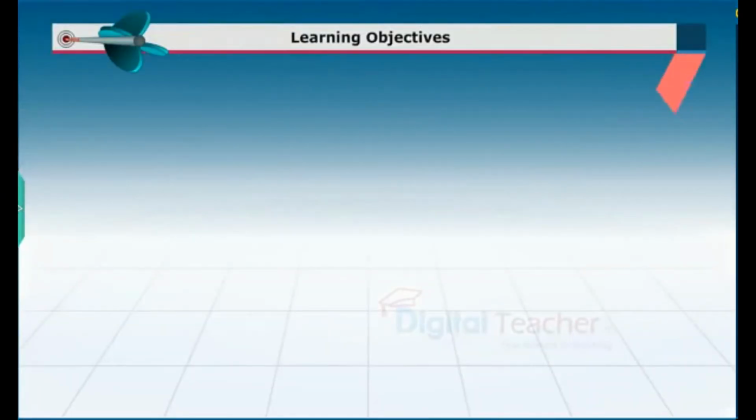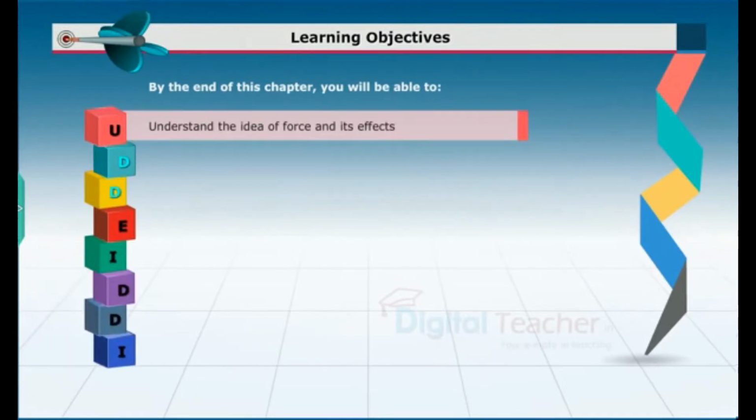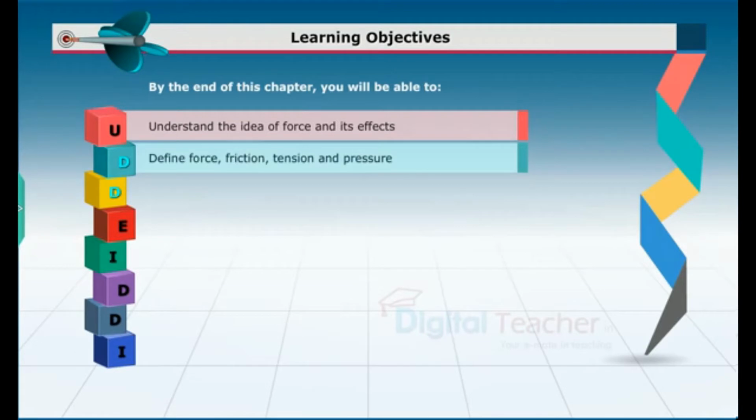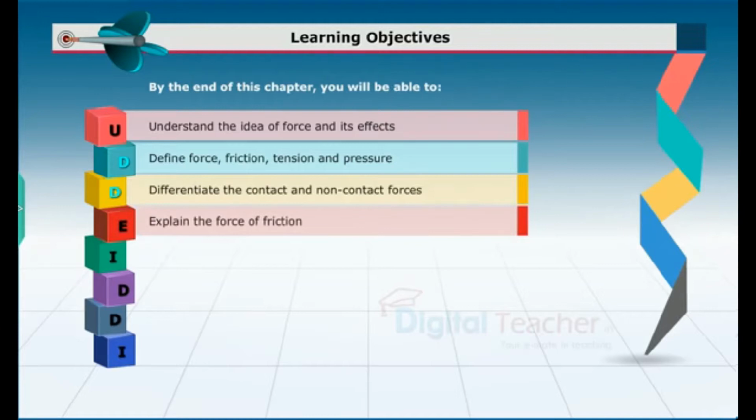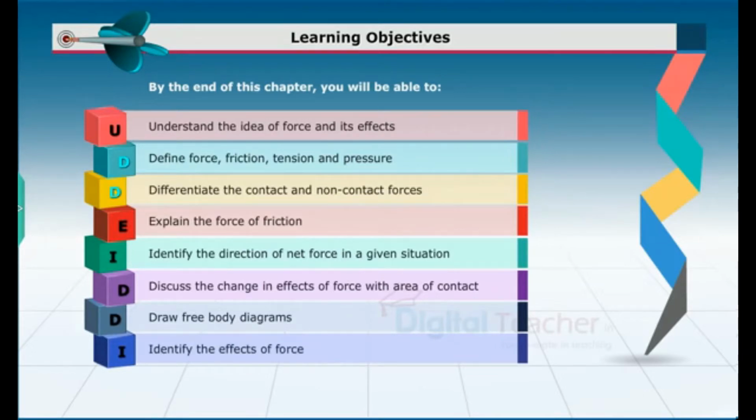Learning objectives. By the end of this chapter, you will be able to understand the idea of force and its effects, define force, friction, tension and pressure, differentiate the contact and non-contact forces, explain the force of friction, identify the direction of net force in a given situation, discuss the change in effects of force with area of contact, draw free body diagrams, identify the effects of force.